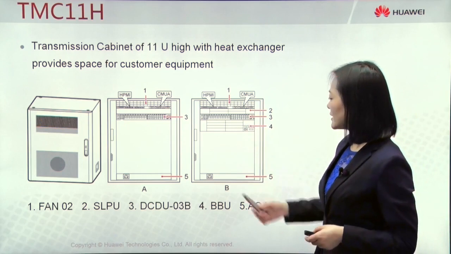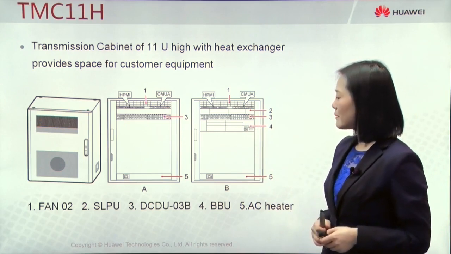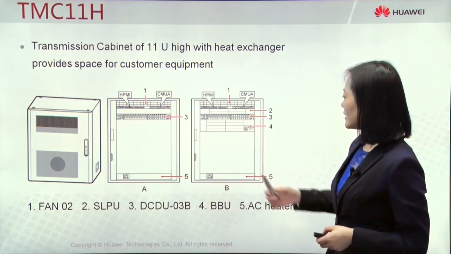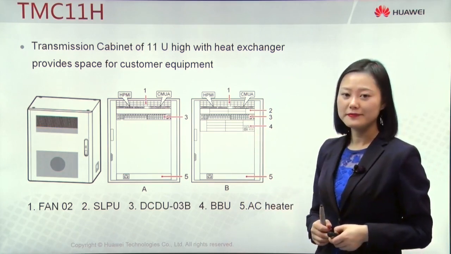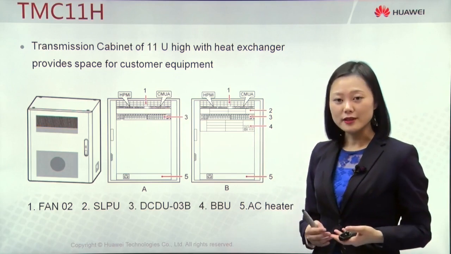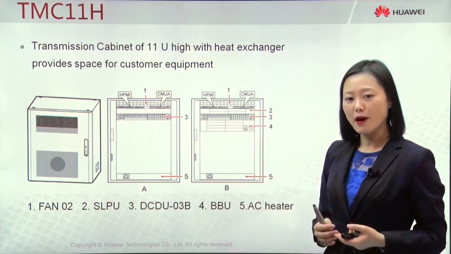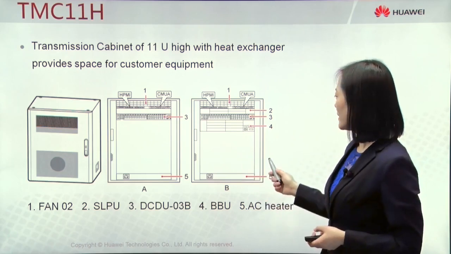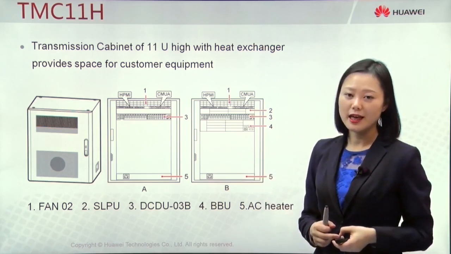Position 3 is DCDU, DC power distribution. And position 4 can install BBU. So if your region is using DC power supply, we can choose this TMC to install BBU. No need for APM30H.